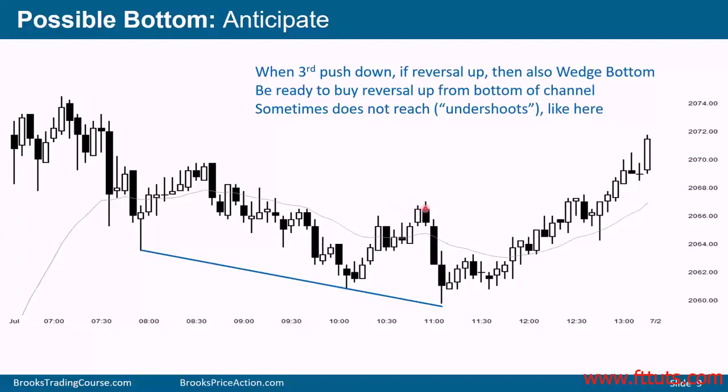When you see the third push down forming, you have to be ready for the possibility of a reversal, basically a wedge bottom, and that means a couple legs sideways to up, at least 10 bars sideways to up.